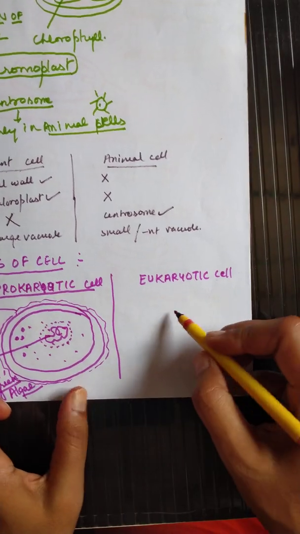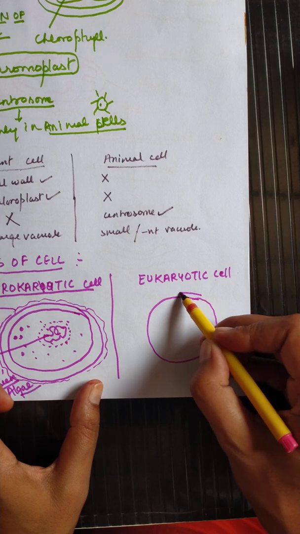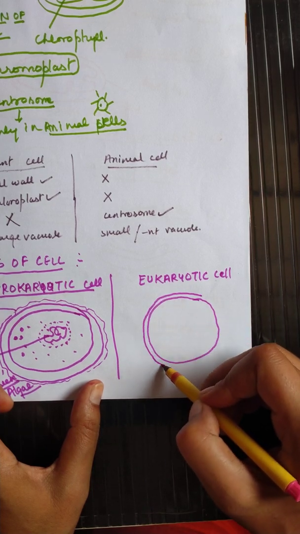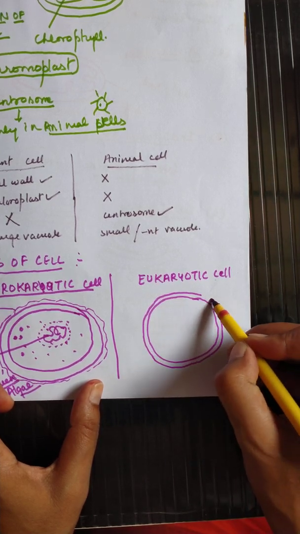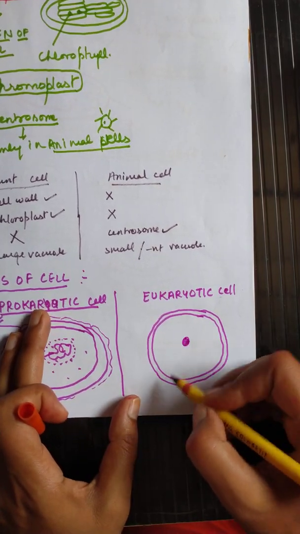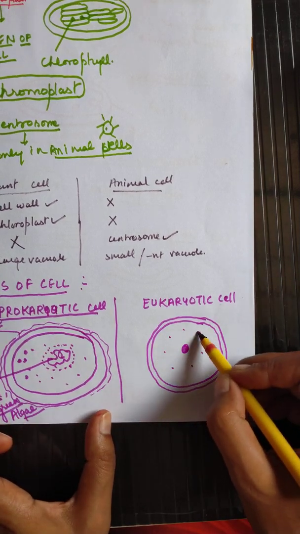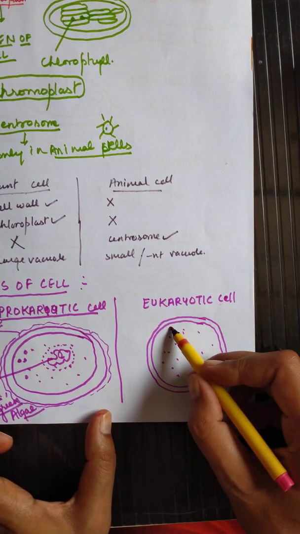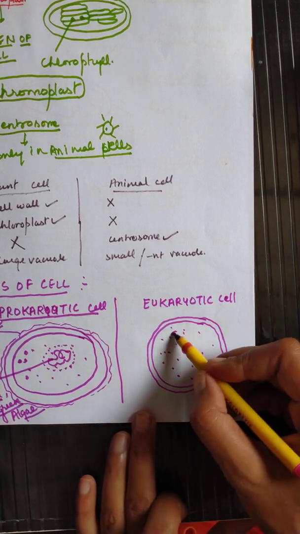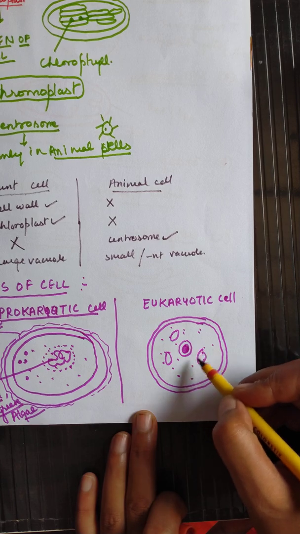Now let's come to the eukaryotic cell. The eukaryotic cell is a cell in which, in the case of a plant cell, a well developed cell wall is there, or in the case of an animal cell, no cell wall is there. They have a well developed nucleus with many chromosomes. They have well developed cell organelles like mitochondria and chloroplast. All the cell organelles are well developed. The nucleus also has a nuclear membrane around it.